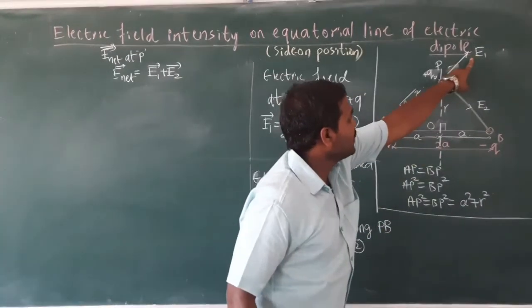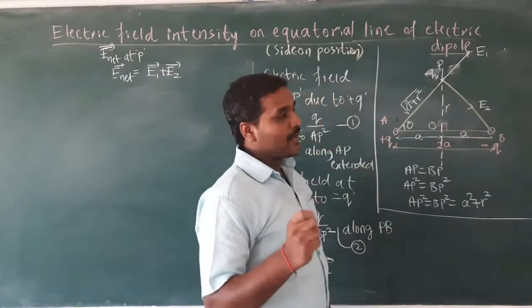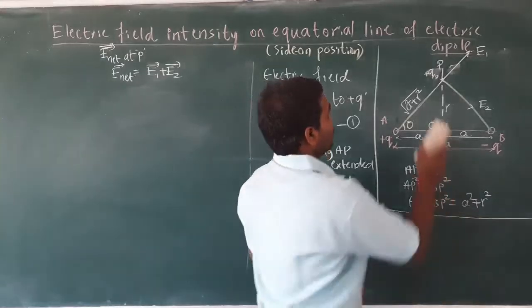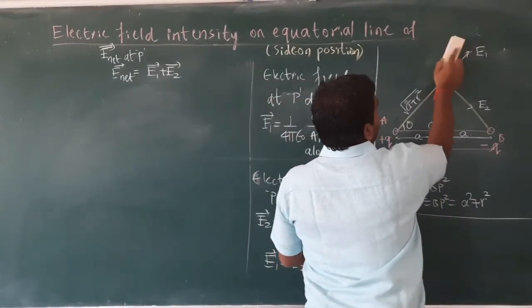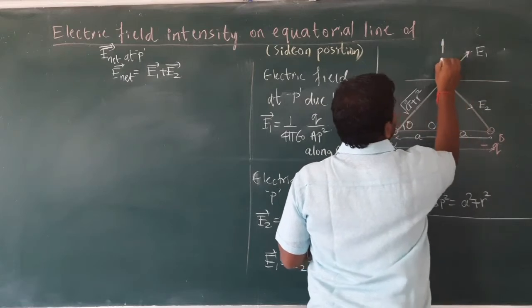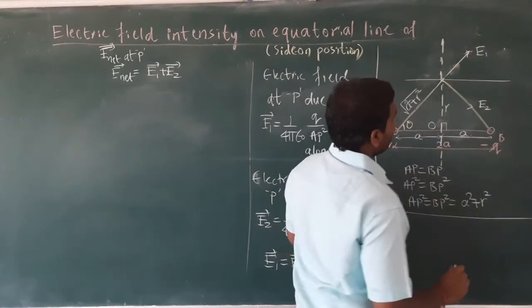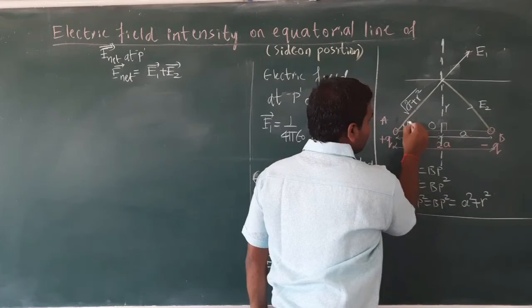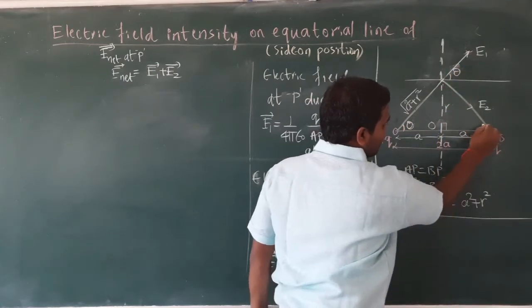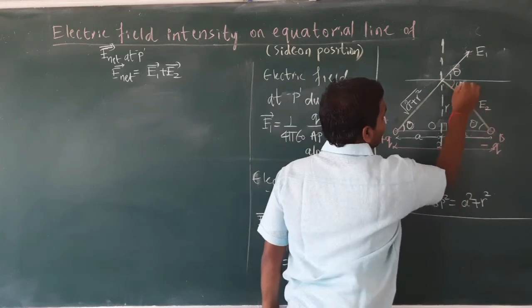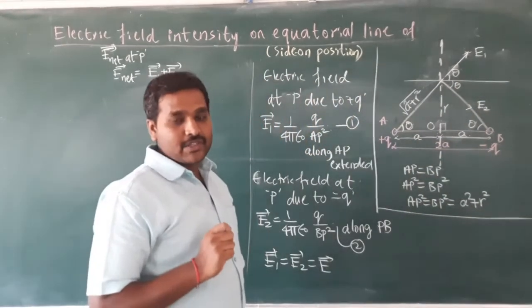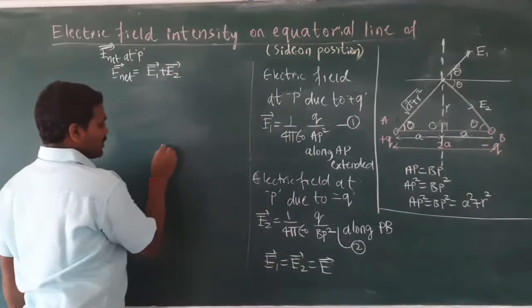Whatever these E1 and E2 are, those vectors can be resolved along horizontal and vertical directions. Let me draw the x-axis here, and this is my y-axis. If this angle is theta, this angle is also equal to theta, and if this angle is theta, this is also equal to theta here. We know the method of resolution of vectors. In first year we have studied it.